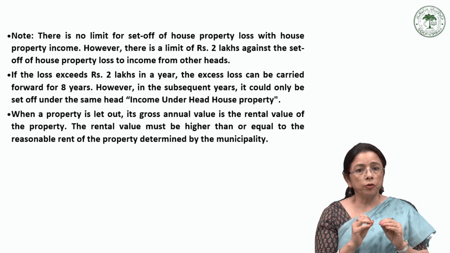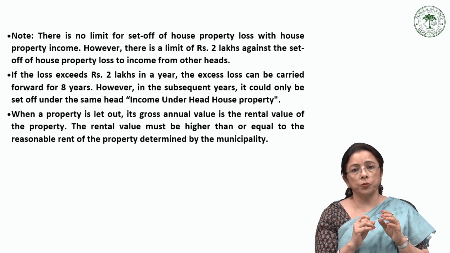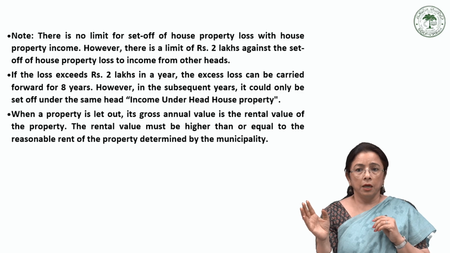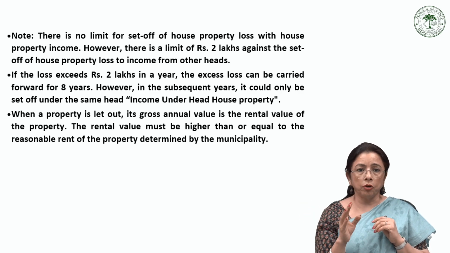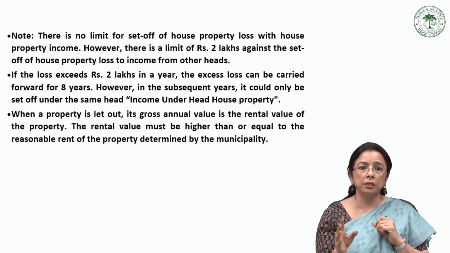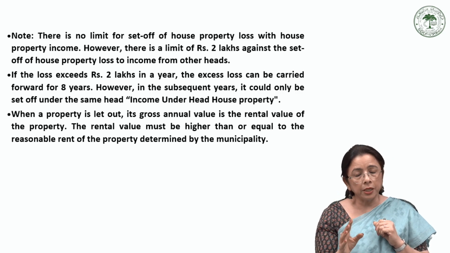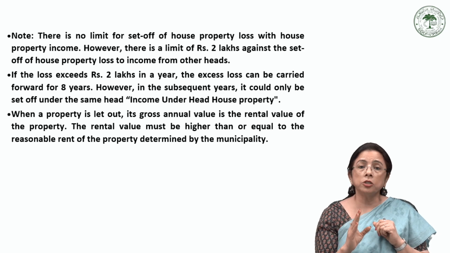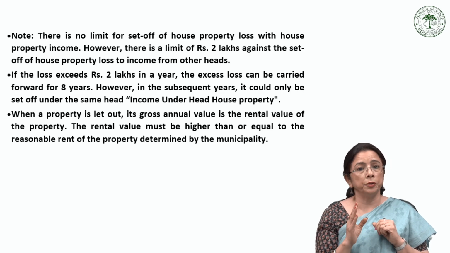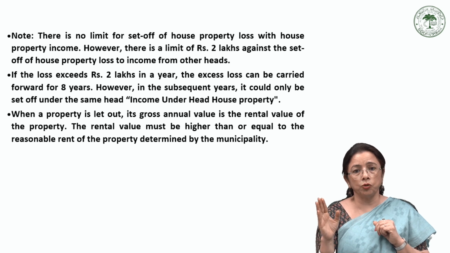A maximum of rupees 2 lakhs of loss under the head income from house property can be set off against the income from other heads. For example, it can be set off against salary income, business or profession income, capital gain as well as income from other sources. But it should not go beyond rupees 2 lakh. This restriction was introduced from assessment year 2018-19 onwards.